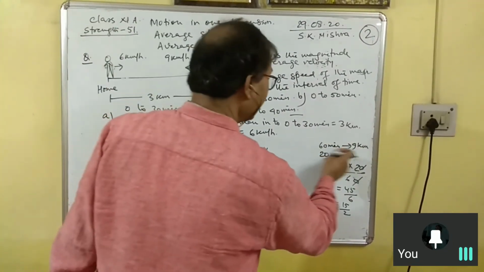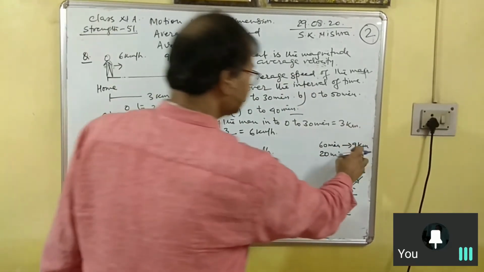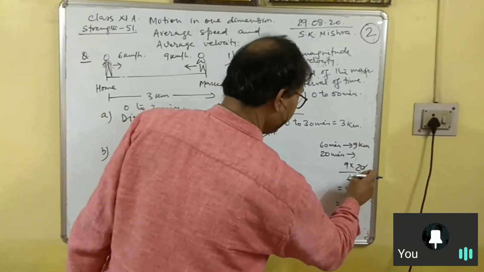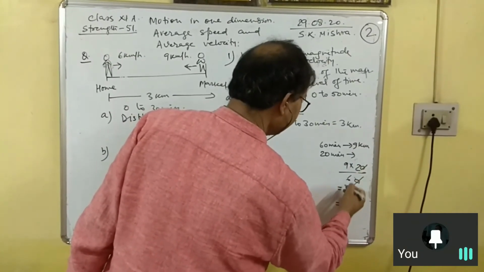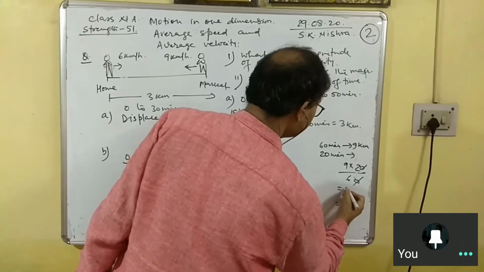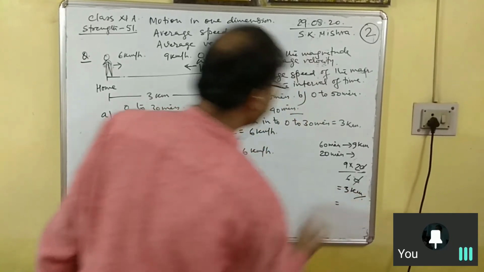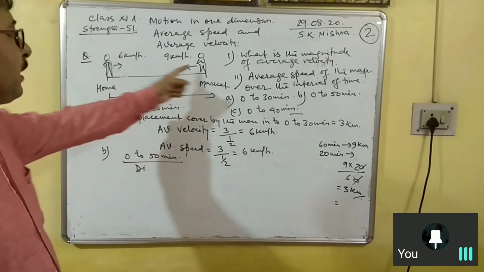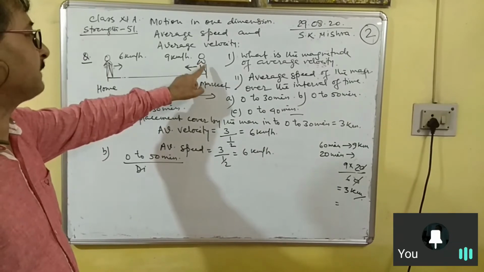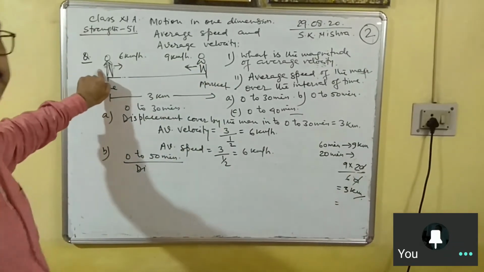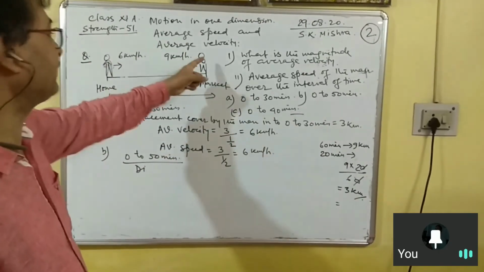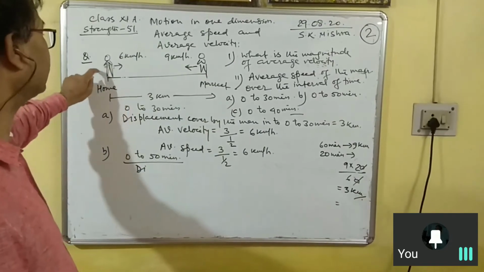So in 60 minutes, while returning, the man covers 9 kilometers. So in 20 minutes, how much distance will be covered? So 9 into 20 by 60. Cancel it. 9 by 3. So that is 3 kilometer. So 30 minutes have already passed, and in the remaining 20 minutes the man will again reach home, because in returning speed is 9 kilometer per hour. So in 20 minutes he will cover a distance of 3 kilometer. So he will again return to the home.